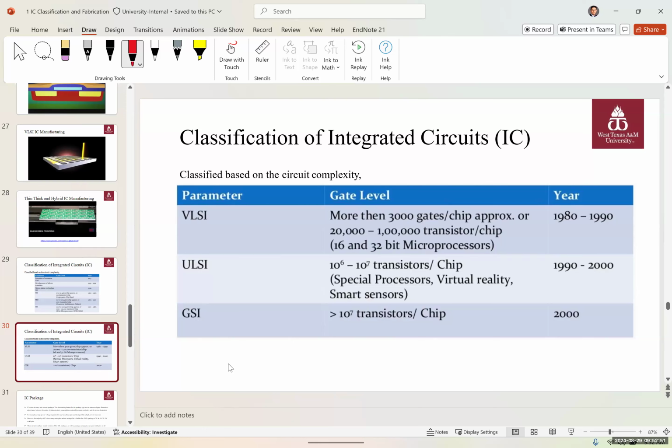So VLSIs are more than 3,000 gates per chip, or 20,000 to 100,000 transistors. ULSI is 1 million to 10 million transistors per chip. It's for special processors, virtual reality, smart sensors. And GSI is anything above 10 million transistors, like the latest NVIDIA chip that has 200 billion transistors. A normal iPhone would have 10 to 22 billion transistors.